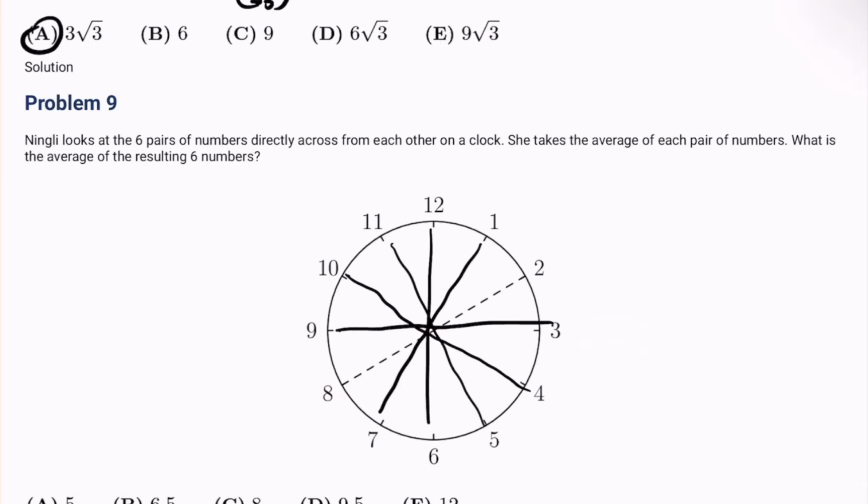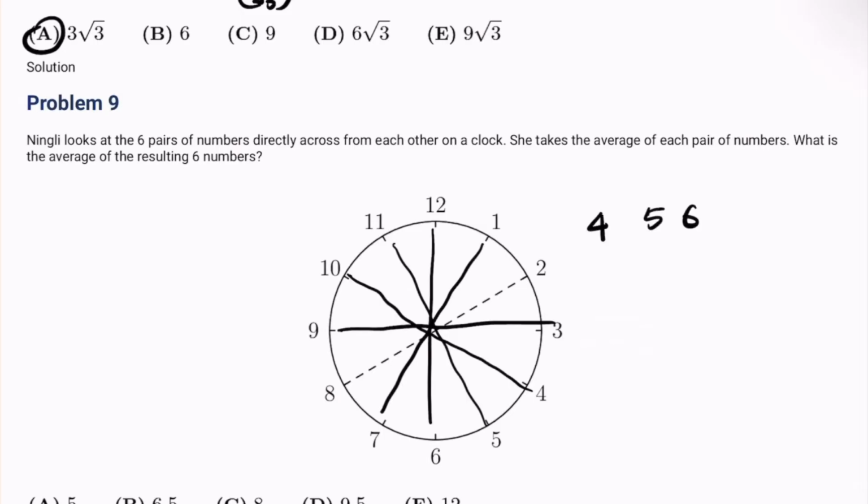Okay, so the average of, let's start at 1 and 7, is simply 4. 2 and 8 is 5, 3 and 9 is 6, 4 and 10 is 7, 5 and 11 is 8, sorry, and 12 and 6 is 9. So if we sum all of these, this is going to be 9 plus 13 plus 17, which is 39. And 39 divided by 6 is simply 13 over 2, which is 6.5, B.